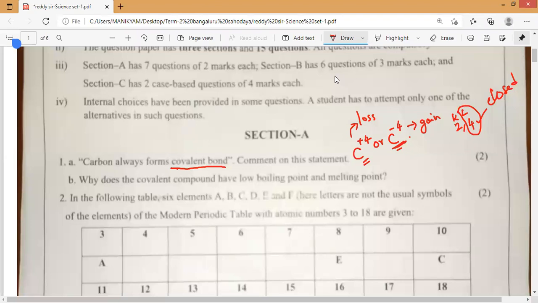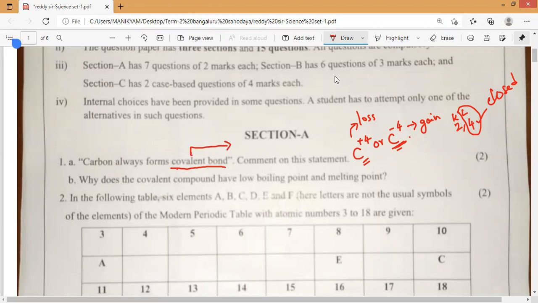And also for gaining, no element can donate 4 electrons, because at maximum they can donate 3 electrons, 1, 2, 3 only. No element can donate 4 electrons. So that is why it cannot form even C4 minus also. So that is the reason carbon always forms covalent bond. Why does it always form covalent bond? Because its valency is 4.